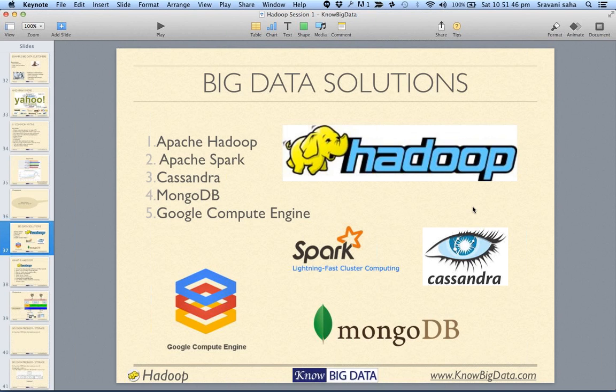Sweta's question is, does Apache Hadoop have its own database? Yes, it's called HBase. It is good for millions of rows and millions of columns, or billions of rows and millions of columns. Below that data size, you should be happy with your MySQL.